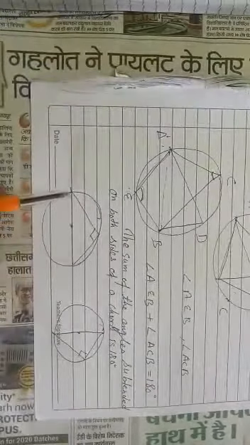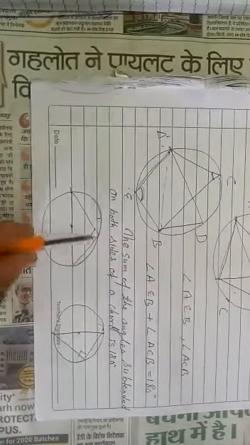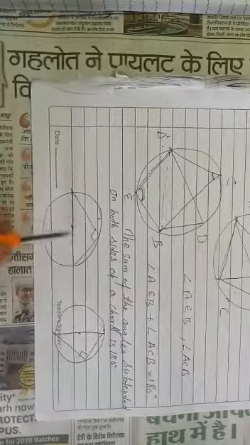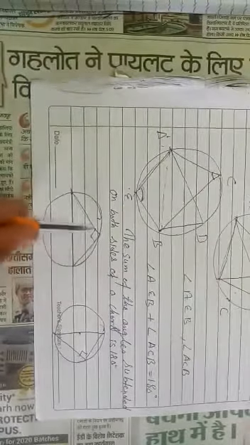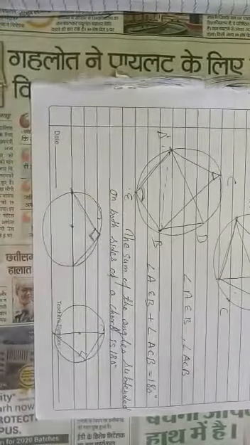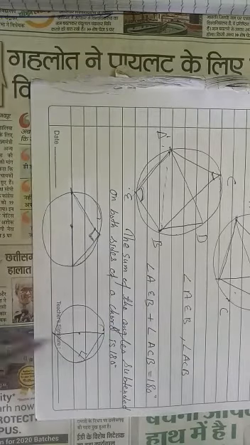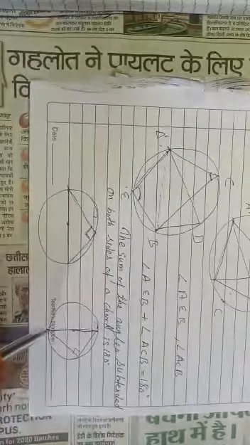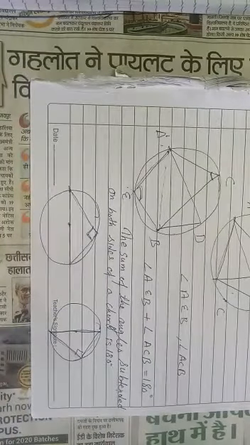The next: the angle in a semicircle is a right angle. See, it is a circle. From the center you have drawn a line, and on the other side a triangle is formed. Then this angle is 90 degrees. The theorem is the angle in a semicircle is a right angle. It may be like this figure also. It is also in a semicircle. So the angle in a semicircle is a right angle.